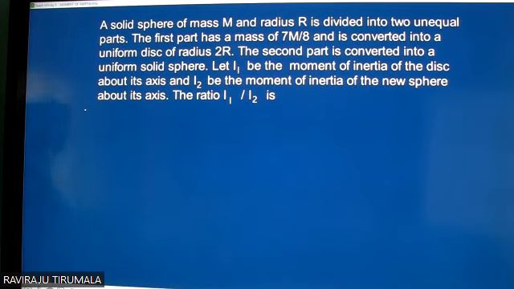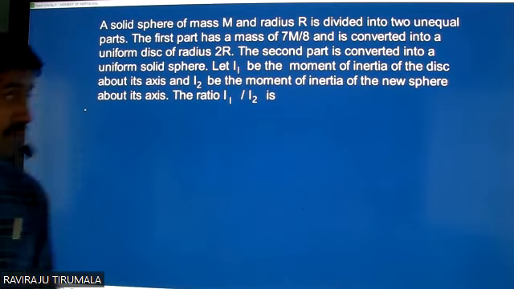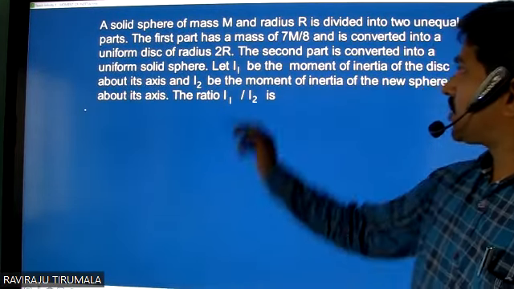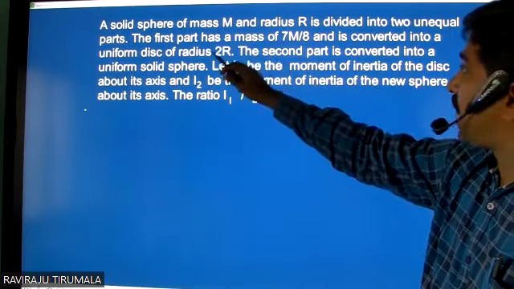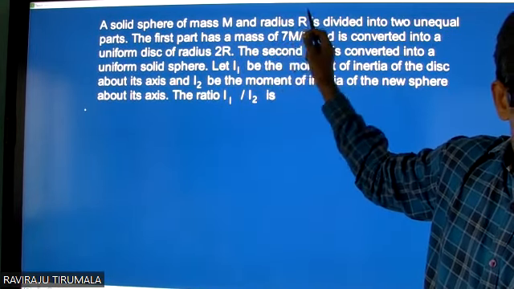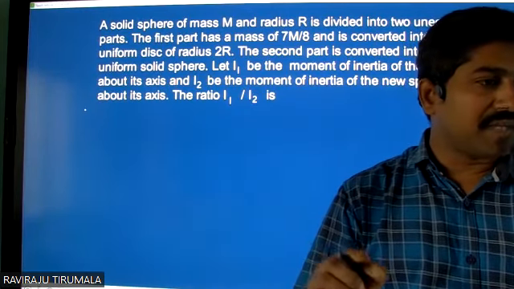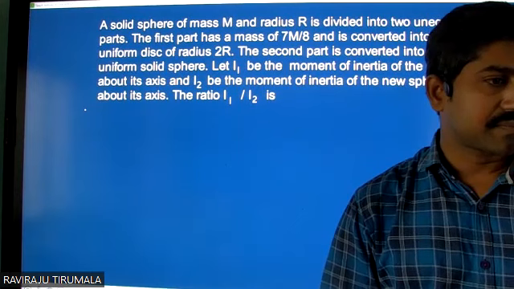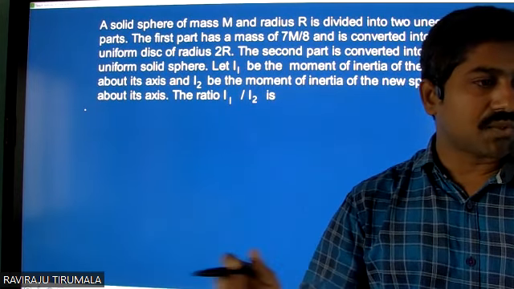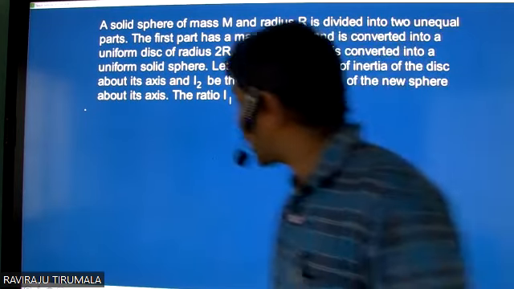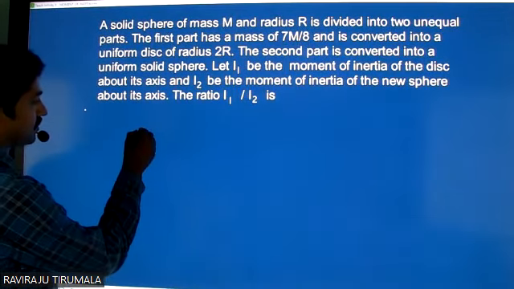Now, a solid sphere is taken whose mass is m and radius is r. It is divided into two unequal parts. What about the first part given? The first part has a mass of 7m by 8 and is converted into uniform disk of radius 2r. Okay, first I will go through the first part only. I will first calculate that. Okay, now I1, it was given I1.